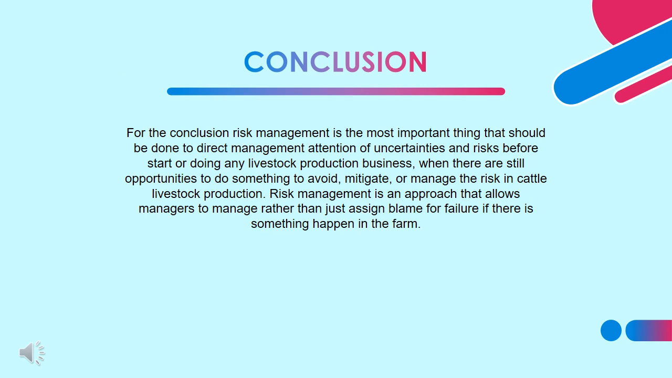For the conclusion, risk management is the most important thing that should be done, to direct management attention to uncertainties and risks before starting any livestock production business, while there are still opportunities to do something to avoid, mitigate or manage the risk in cattle livestock production. Risk management is an approach that allows the manager to manage, rather than just assign blame for failure, if something happens in the farm.